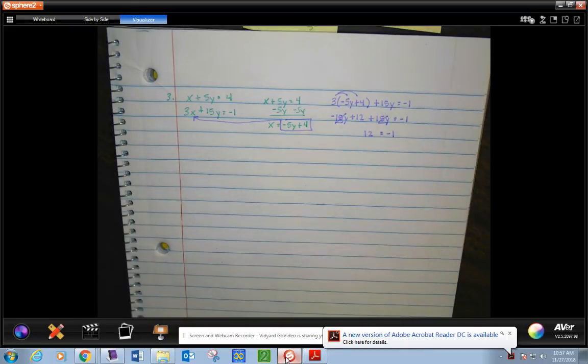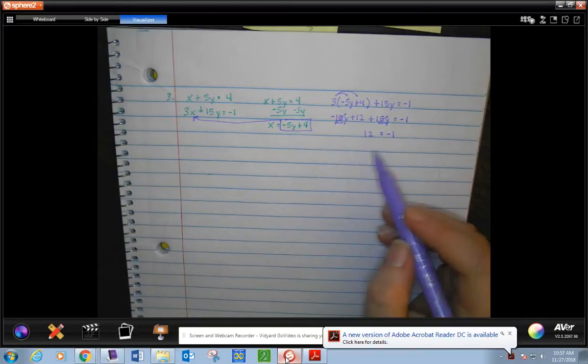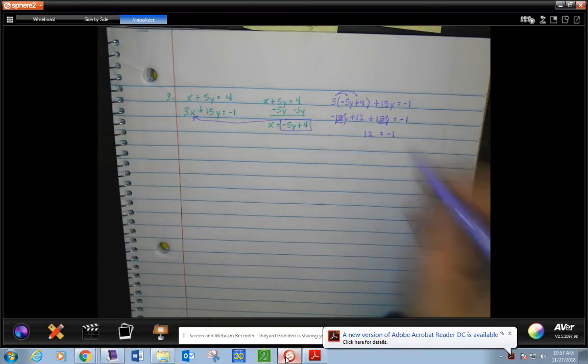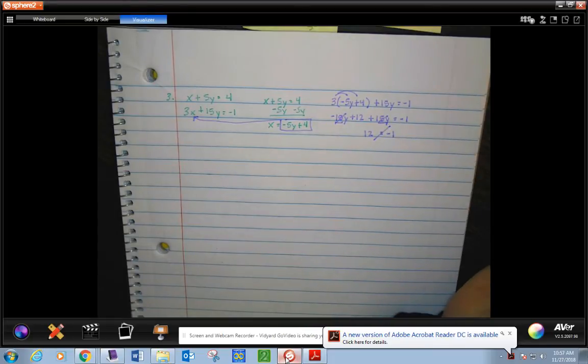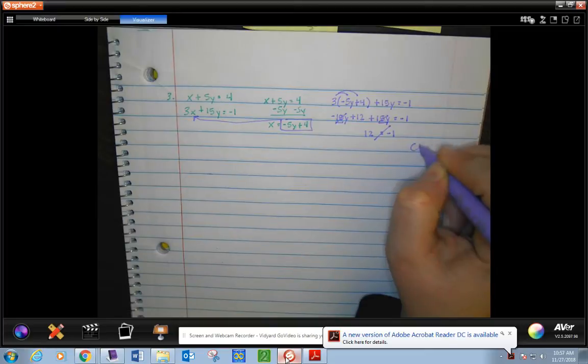Since there's no letter here, you are done with this problem, so now you just have to tell me if this is true or false. Well, 12 does not equal negative 1, so since it is not a true statement, your answer for this one is no solution.